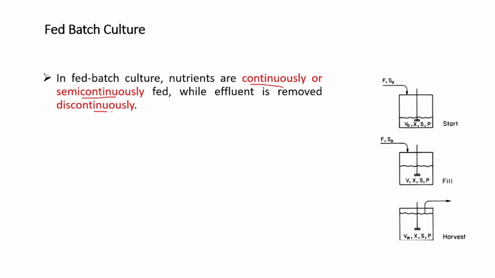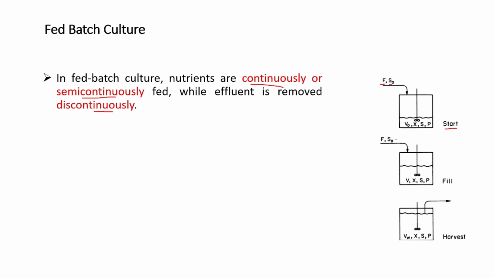What does it mean? On the right hand side, as you can see, at the start of the process in the fed batch culture, you add nutrients with a specific flow rate F and initial substrate concentration S naught. After 2 hours you again add nutrients, after 3 hours you again add nutrients and the substrate. So you keep continuous or semi-continuous addition of the nutrients and the feed at a specific flow rate and at a specific initial substrate concentration S naught, but the products are only removed at the end of the process. That is the basic difference between fed batch culture and continuous culture.